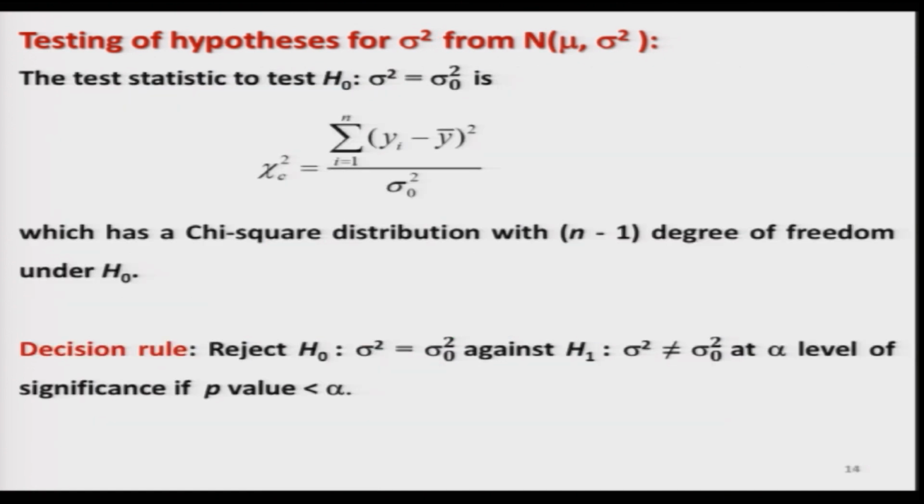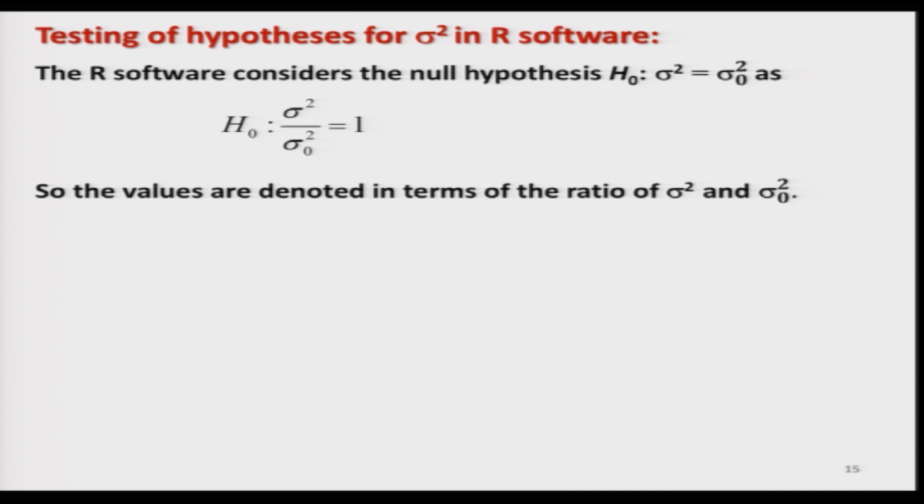You had seen earlier that the test statistic for testing H naught: sigma square equal to sigma naught square was given by this chi-square, which follows a chi-square distribution with n minus 1 degrees of freedom under H naught. So, now in this case the rule is the same, that we are going to reject H naught against H1, which is a two-sided hypothesis, at alpha level of significance if the p value is smaller than alpha.